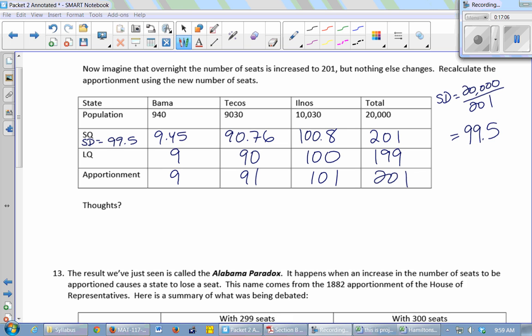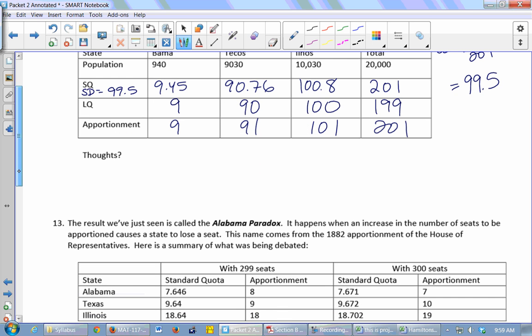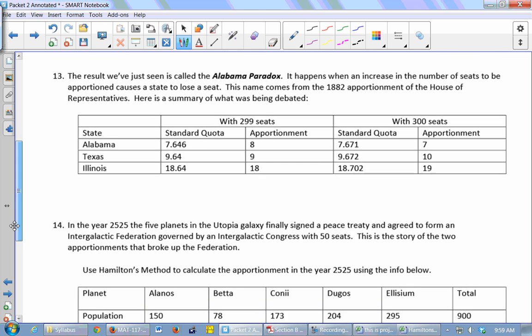Right? And we ended up giving one of the extras to Tekos. We'll just say we gave the extra to Tekos. Then we took the other one from Bama and gave it to Ilnos. So Bama lost a seat. Right? So the result we've just seen is called the Alabama paradox.